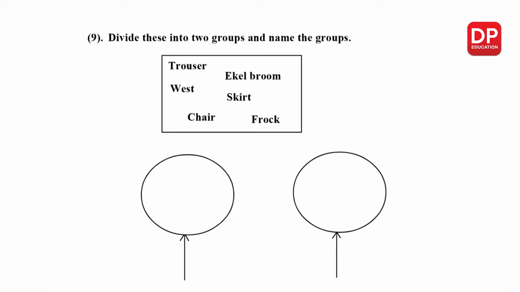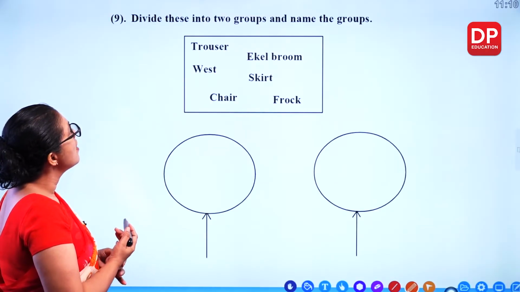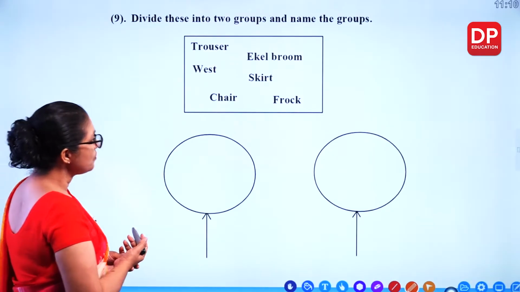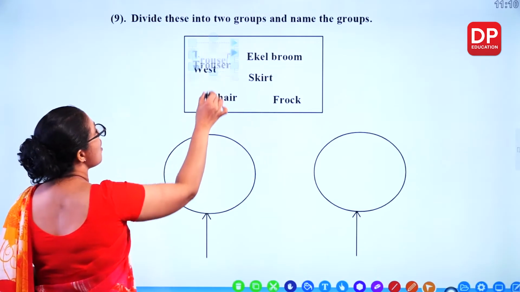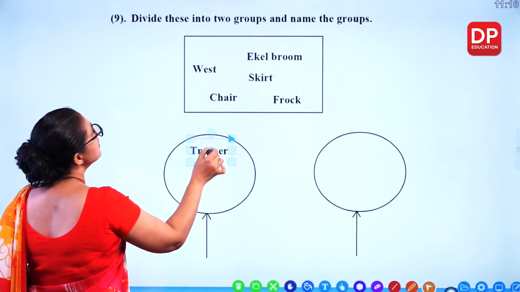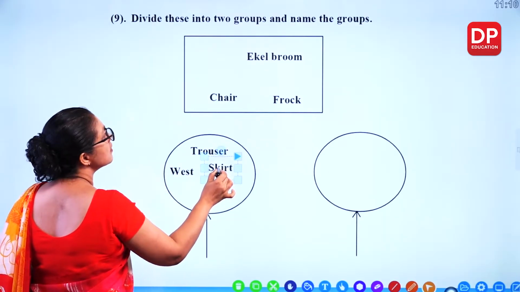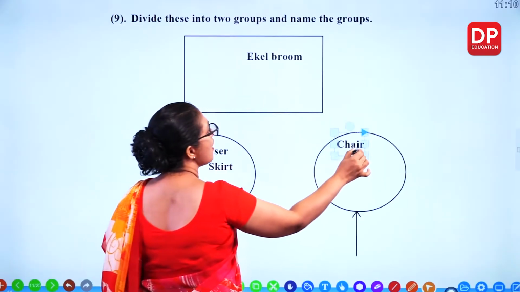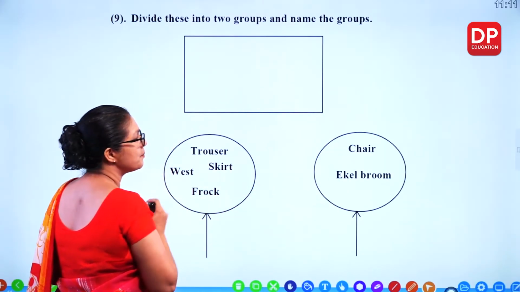Look at this one. Divide these into two groups and name the groups. Trouser, vest, chair, skirt, frock, broom. We'll select trouser, vest, skirt, frock into one group, chair and broom in another one.